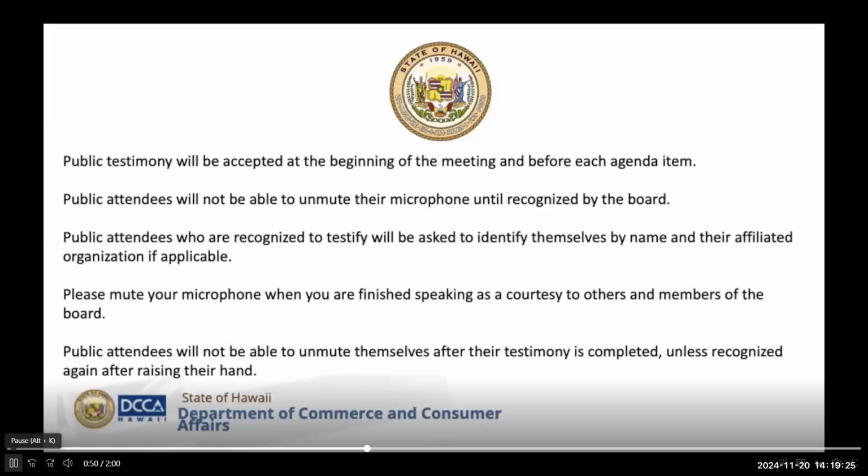Again, public testimony will be accepted at the beginning of the meeting and before each agenda item. Public attendees will not be able to unmute their microphone until recognized by the board. Public attendees who are recognized to testify will be asked to identify themselves by name and their affiliated organization if applicable. Please mute your microphone when you are finished speaking as a courtesy to others and members of the board.